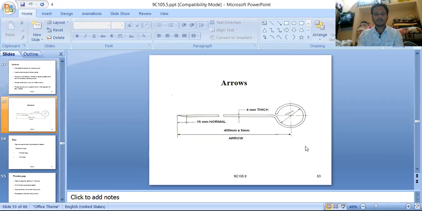This is the top view of the arrow. Here we can see the internal diameter is 550 mm. Thickness will be around 4 mm. Total length is 400 mm.